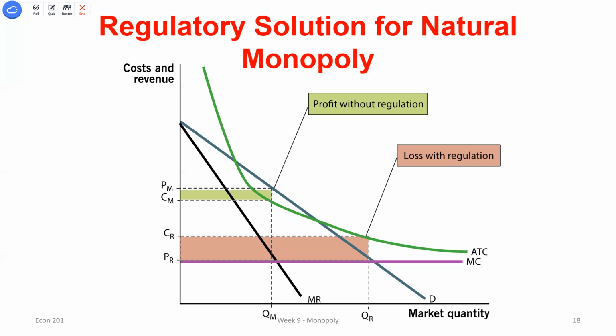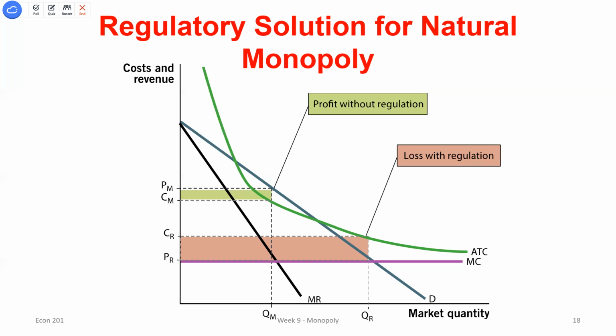So where is the optimal quantity? How do I determine what the profit maximizing quantity is for this monopolist? Yeah, marginal revenue equals marginal cost right here. So we'll call this QM, the quantity the monopolist will choose. The price that they're going to charge will be up on that demand curve. And we can see where average total cost is at that optimal quantity.